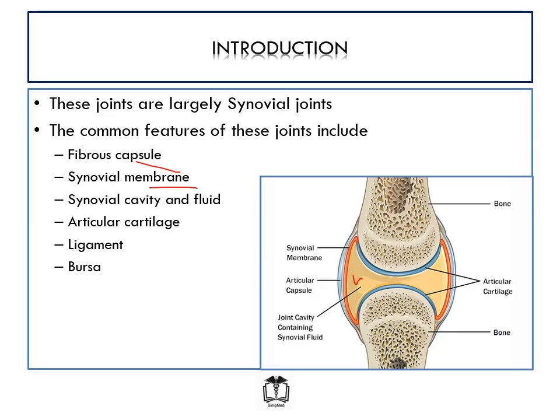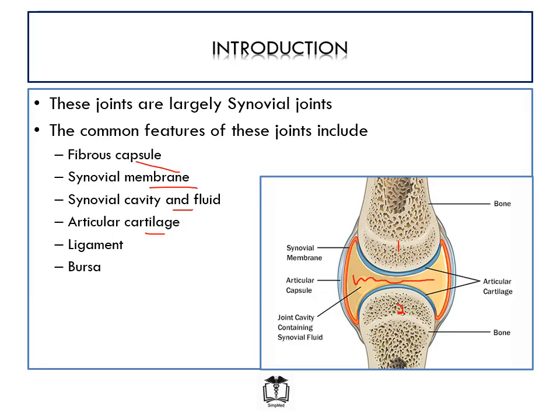Synovial cavity will contain synovial fluid. Then the articular cartilages are just hyaline cartilages lining the surfaces of the bones in contact. So you can see the structure in blue. We have an articular cartilage on one bone, and the other articular cartilage on the other bone. And this is to prevent wear and tear of the joints as the bones are moving along the synovial cavity and fluid.